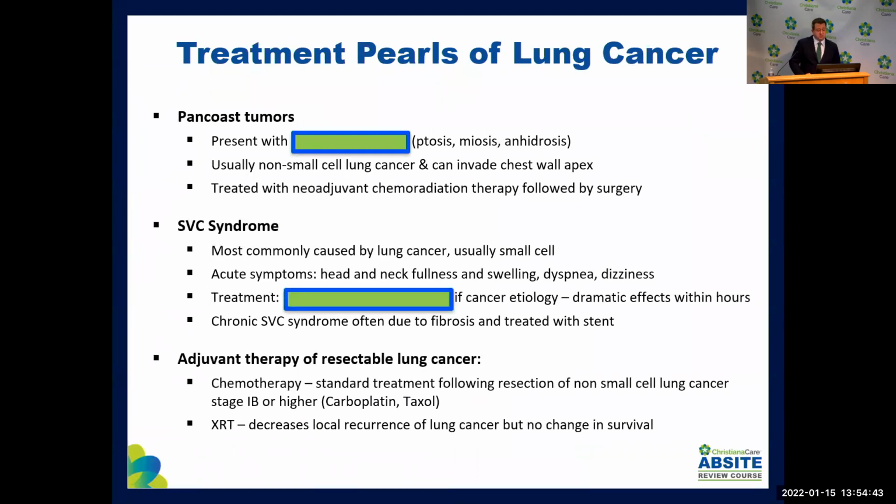Pancoast tumors, I mentioned before, usually present with what? Right, that's Horner syndrome: ptosis, miosis, anhidrosis, and that's related to invasion or compression of the, not necessarily, right, that stellate ganglion of the cervical sympathetic ganglion. Good. Yeah, they love that on Step 1, Step 2, and they love it on ABSITE too. This is usually going to be a non-small cell lung cancer. Can even invade the chest wall apex as well. You're going to treat it with neoadjuvant chemoradiation, then followed by surgery.